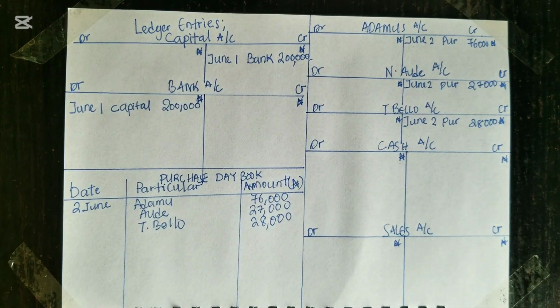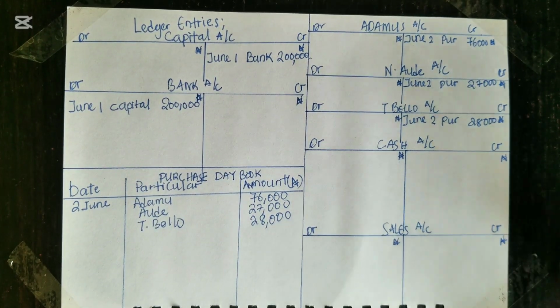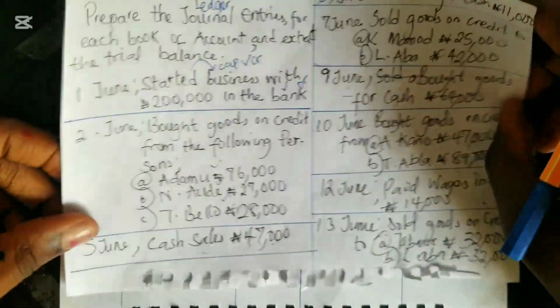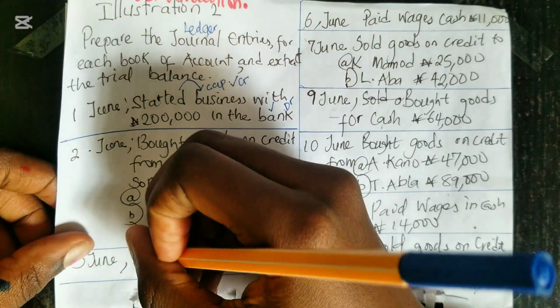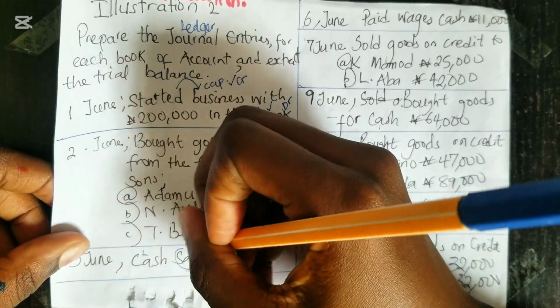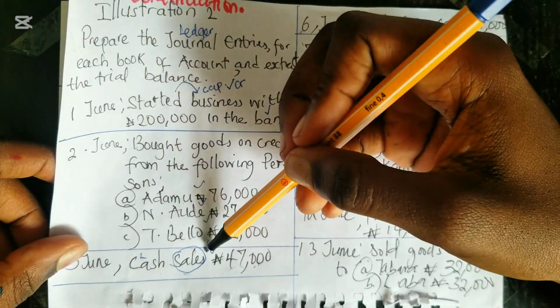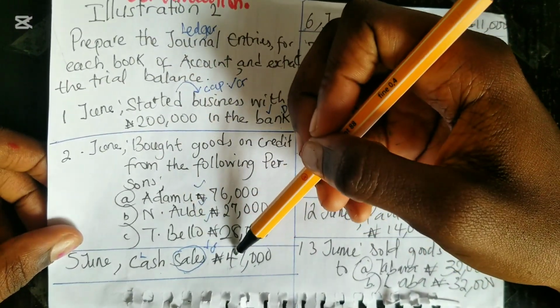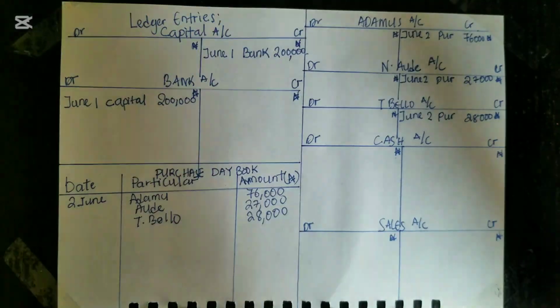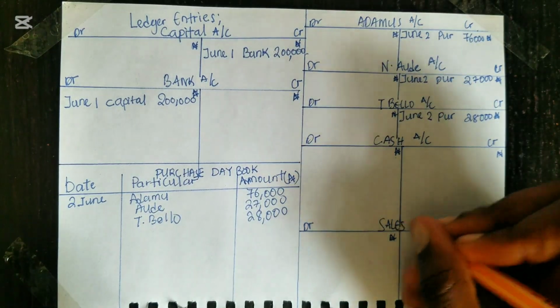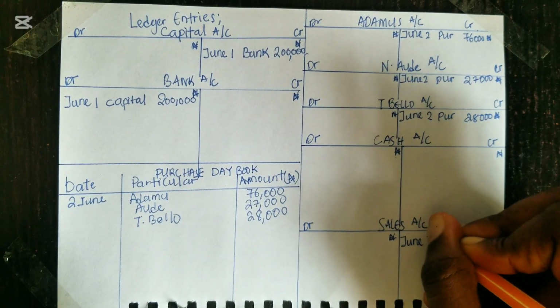So now our cash account is to be debited. Why? Because our sales is to be credited. I told you that whenever any account like this is given, we should leave our cash first and deal with our sales. And we know that our sales is to be credited. So because sales is to be credited, we're going to credit it with 47,000 naira on June 5. So where is credit? Here. So write June 5.